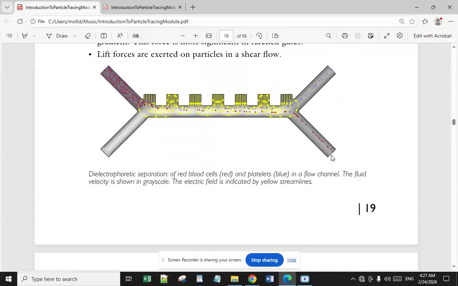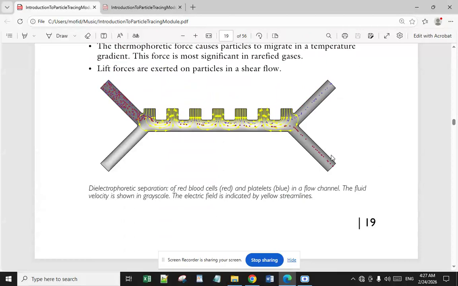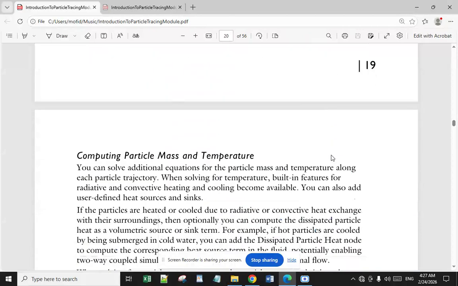You see that this is a dielectrophoretic separation of red blood cells and platelets, the blue ones, in a fluid channel. The fluid velocity is shown in grayscale. The electric field is indicated by the yellow streamlines.